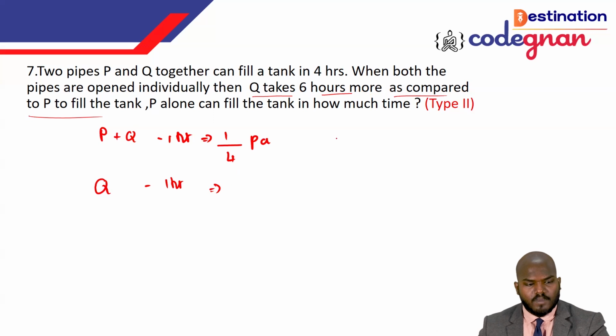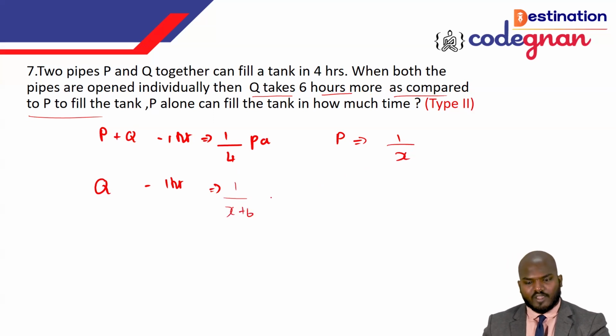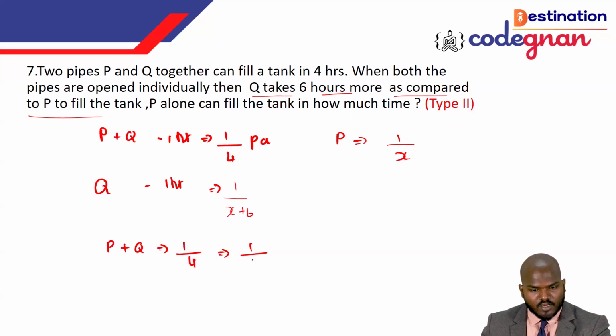So P should be one value. They didn't give any value. Q will take more hours when compared to P, so we take P as X and Q as X plus 6. If you want to find the value of P alone, how can you find it? P plus Q is equal to what? That is 1 by 4. If you combine this, we can take it as 1 by X plus 1 by X plus 6.